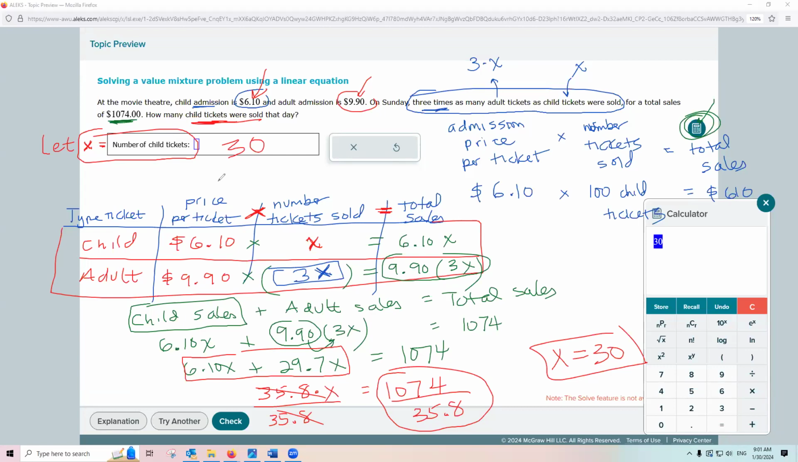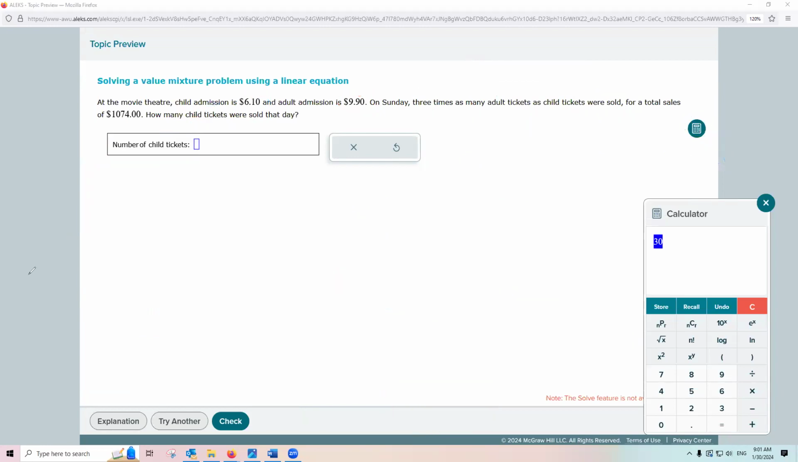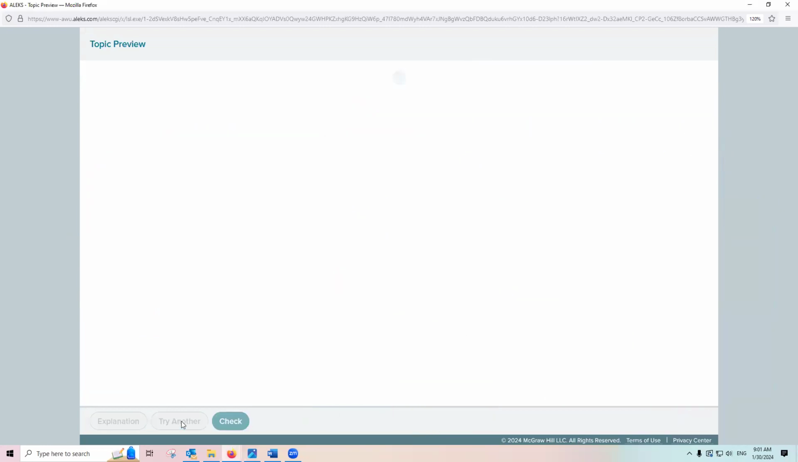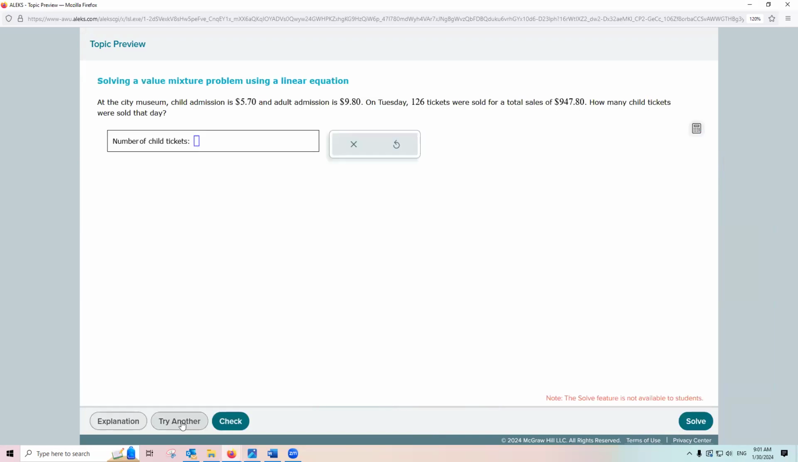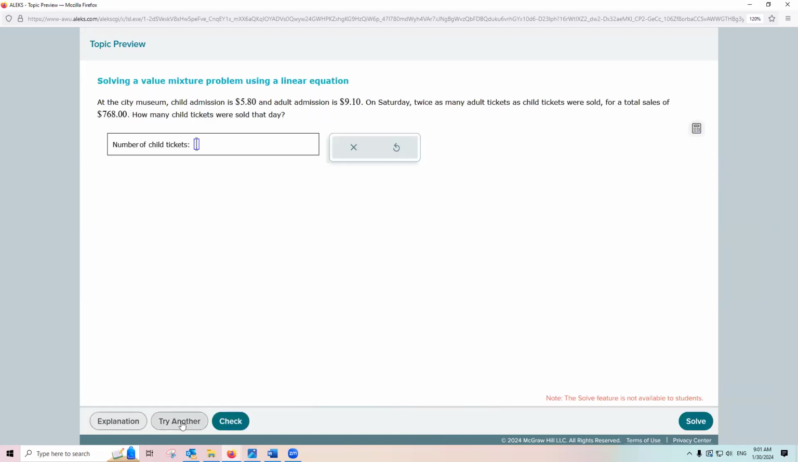All right, so I think setting up this table is a good idea. Let me do one more example. Let me go grab another example on this. Let's see here. This one's similar. Let me grab one. Let's do this one.